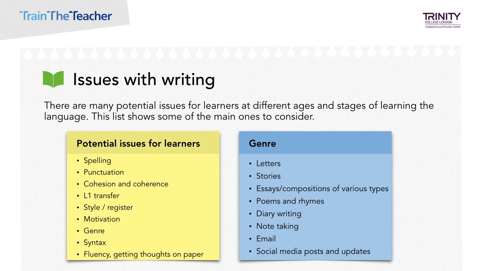Our course materials usually provide a number of text types or genres which learners should be able to produce, and these can include the following: letters, stories, essays and compositions of various types, poems and rhymes, diary writing, note-taking, email, and social media posts and updates. Of course, there are many others. And if your course material doesn't provide a range of text types that appeal to your learners, you'll likely want to adapt or supplement to the learning needs and interests of the children that you teach.